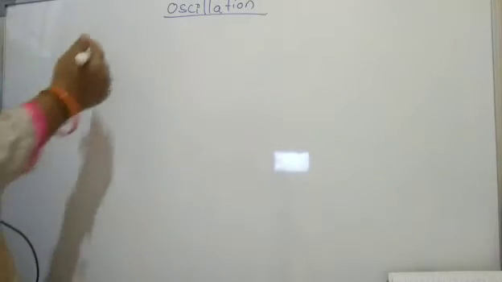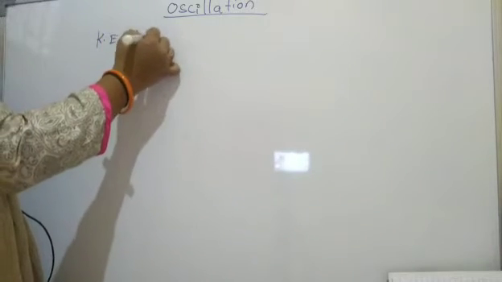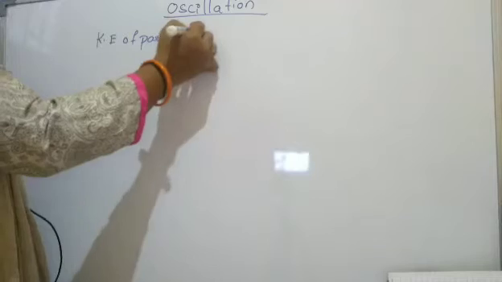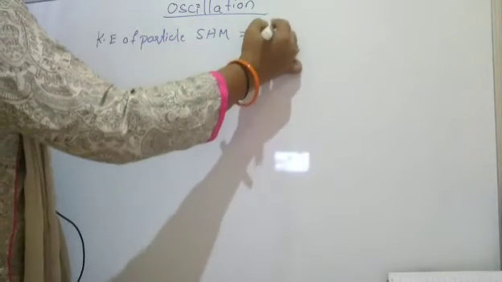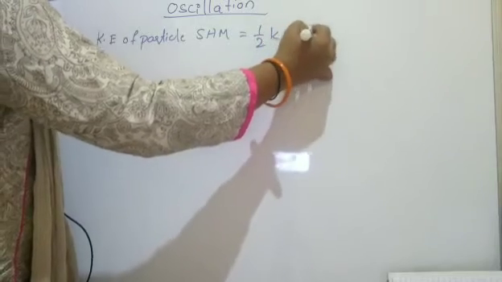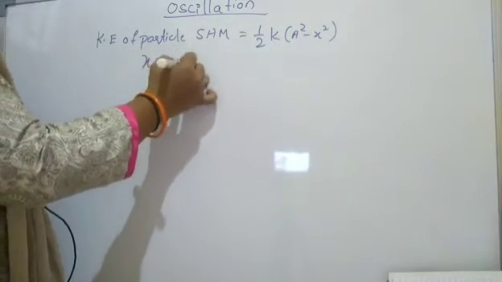Hello, dear students. Today we'll discuss some more numerical problems based on the kinetic energy, which we have already discussed in the previous class. That is, the kinetic energy of a particle executing simple harmonic motion, that is half k (a square minus x square), where x is equal to a sine omega t.